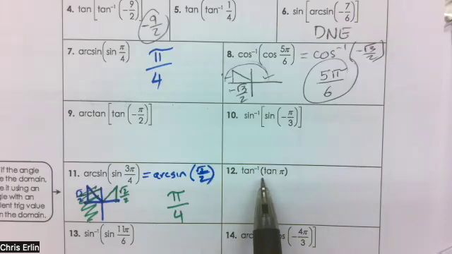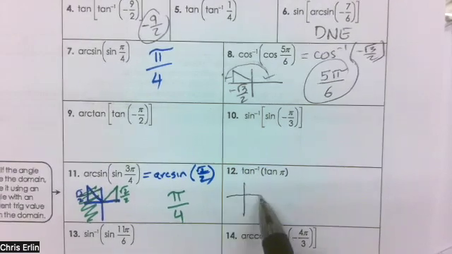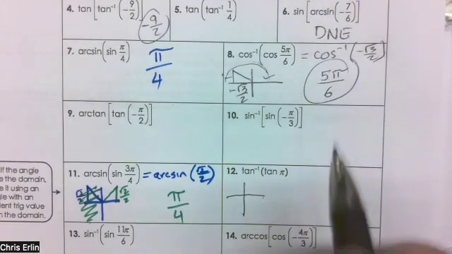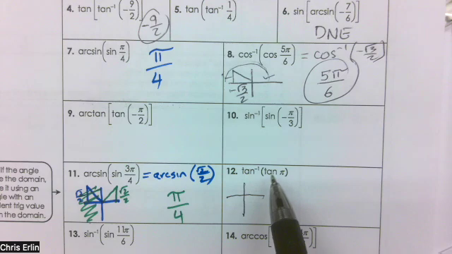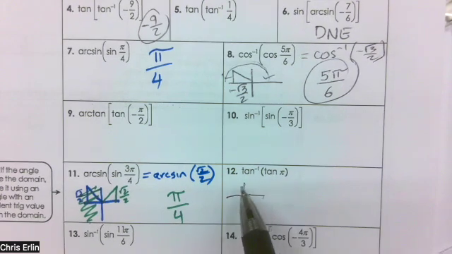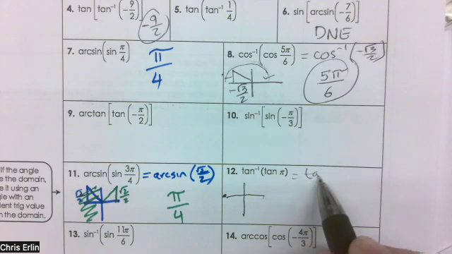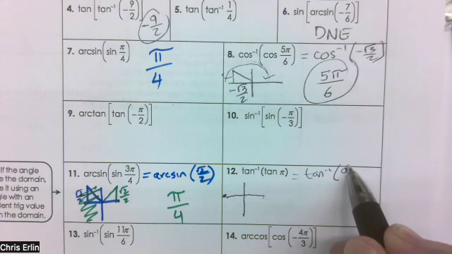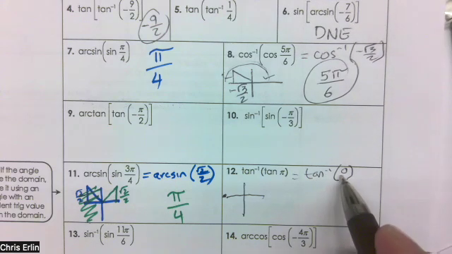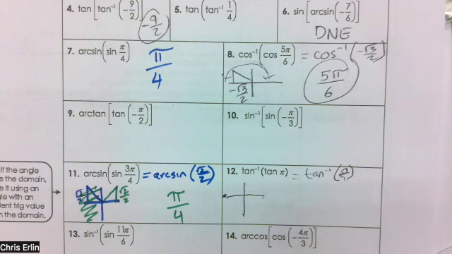Take a look at number 12. I'm going to start by drawing it. This is what makes sense to me, rather than memorizing those domains up top. Tangent of pi. Tangent of pi is over here. And that's going to be the y over the x, so that's going to be 0, right? And really, it's 0 over negative 1, but okay.